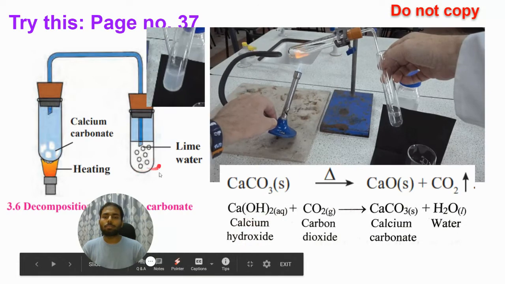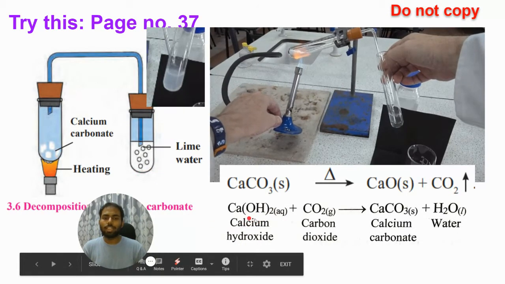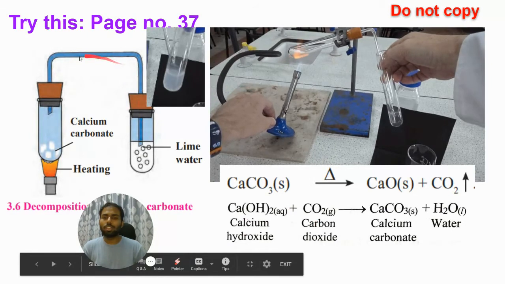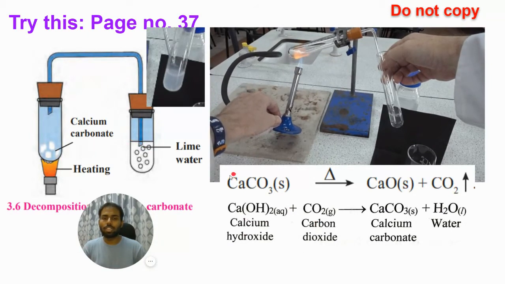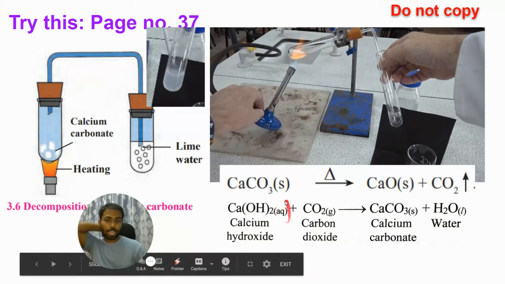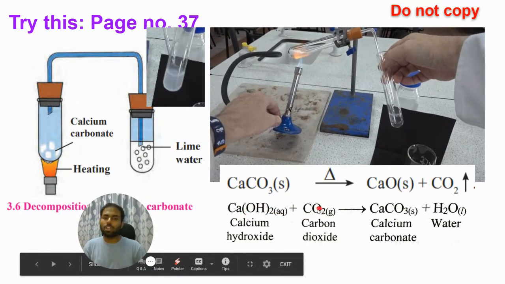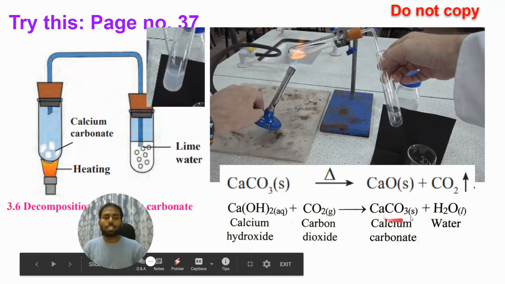So lime water में क्या है? Calcium hydroxide है, and you put carbon dioxide through this tube in calcium hydroxide solution, right? So aqueous लिखा है, right? Aqueous यानी वो पानी में mixed है. So calcium hydroxide solution में हम लोग carbon dioxide डाल रहे हैं. What you get is calcium carbonate.